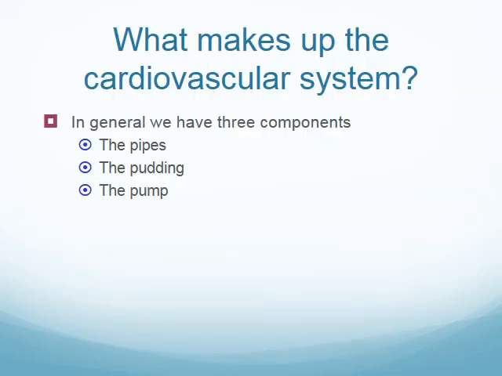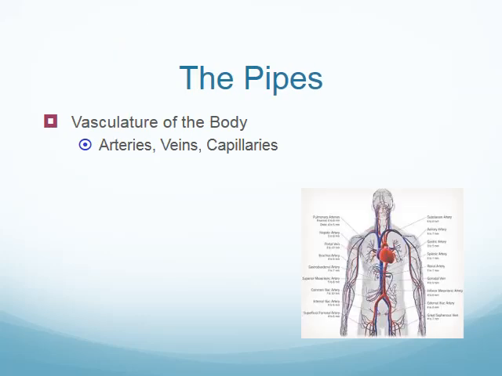So what makes up the cardiovascular system? In general, we have three components, often referred to as the pipes, the pumps, and the pudding. First we're going to discuss the pipes. Quite simply, the pipes are the vasculature of the body. You have arteries, veins, capillaries, miles and miles and miles of vasculature in the human body. Every amount of tissue in the body is supplied by some sort of blood vessel.